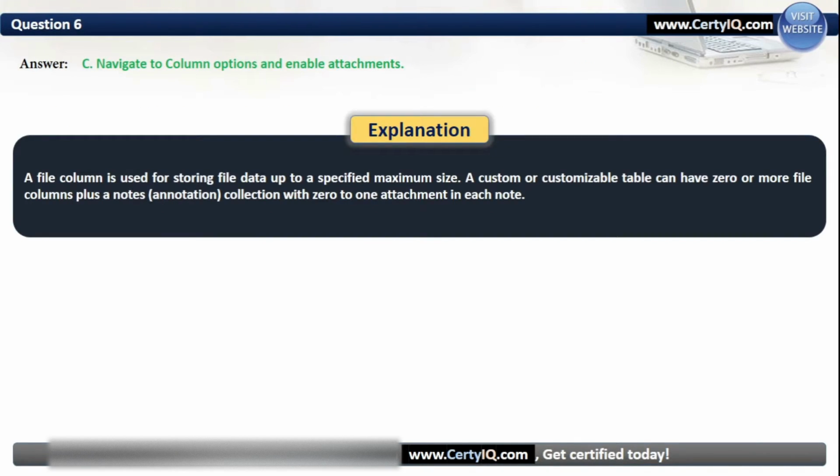A file column is used for storing file data up to a specified maximum size. A custom or customizable table can have 0 or more file columns plus a notes collection with 0 to 1 attachment in each note.